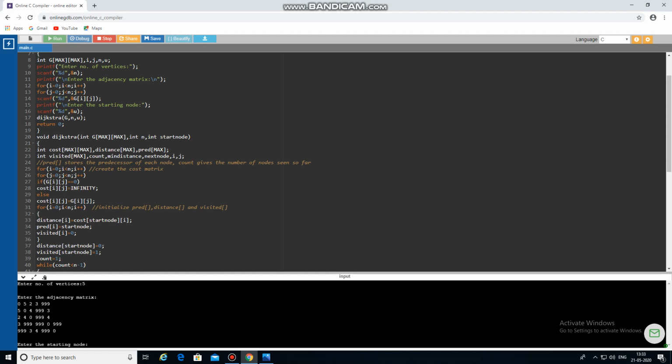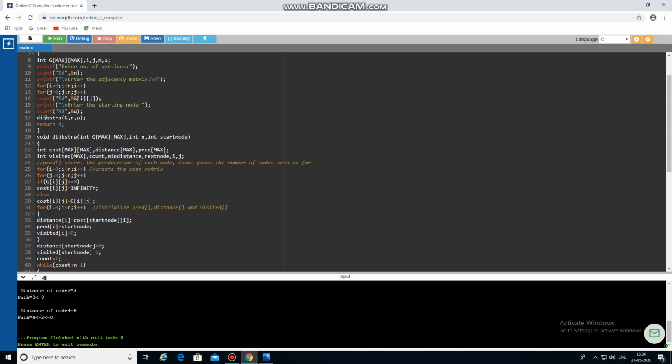So I will enter. Now I will select one node. From here the shortest path to all the nodes is calculated. I will take it as node A. Node A means here it is 0. So I will enter it as 0. We can see here all the paths with the shortest values are found, right? From node A, to B it is 5, that is 0, 1 direct connection, direct path. From node A to C it is 2, direct, right? Node D it is 3.